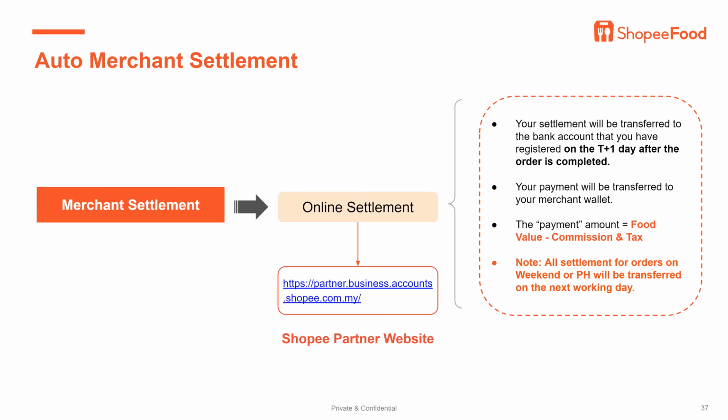All right, so from the previous update, we would send a settlement report within 1 to 3 working days. But now we have newly launched our Shopee Partner website, so you can log in and check past transactions, store performance, and also the status of your payment. So don't worry, we will have a topic for the website later. So let's move on.